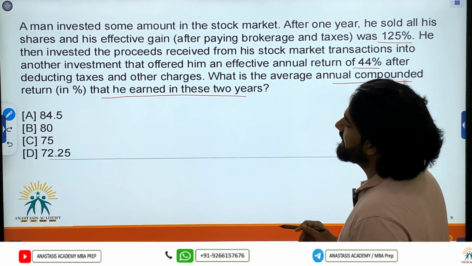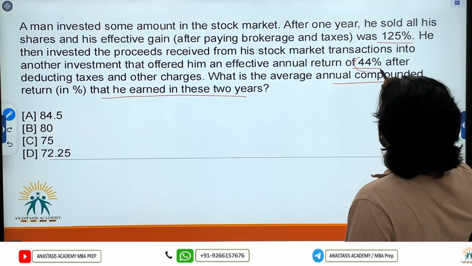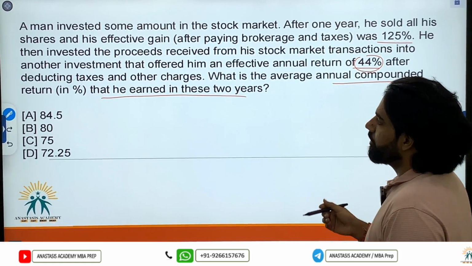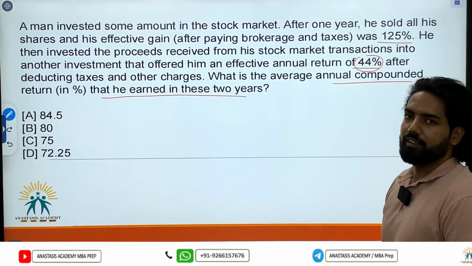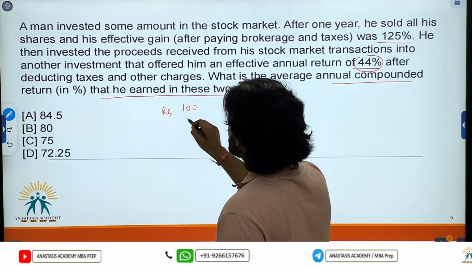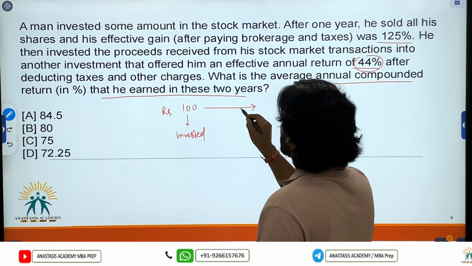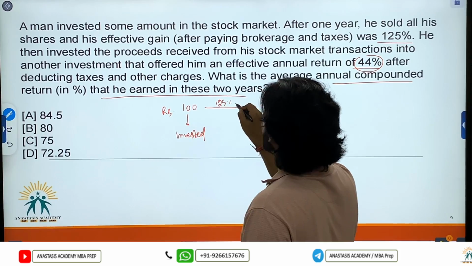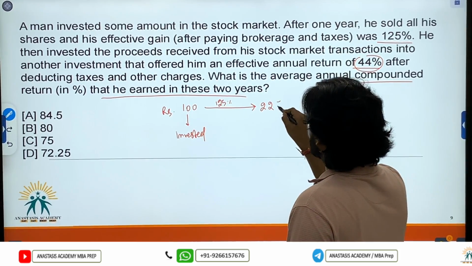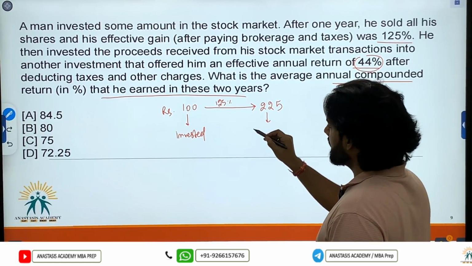So in first year he is getting 125% return, and in second year he is getting 44% annual return. So we have to find what this annual compounded return is. So let's just assume he invested rupee 100. He invested rupee 100. So in first year he is getting 125% on this 100. So his investment becomes 225 after 1 year.